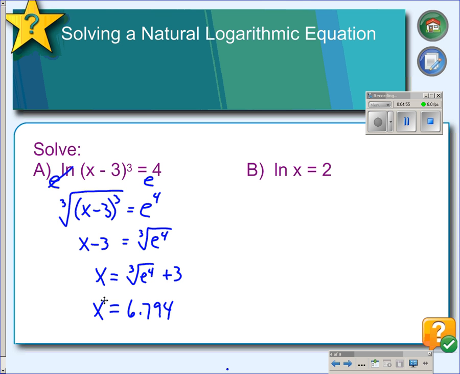Okay, in our next example, this one's actually simpler. We have a natural log here. To cancel the natural log, we put in a base e. That cancels the natural log. We get x equals e squared. And you can calculate e squared. e squared is 7.389.